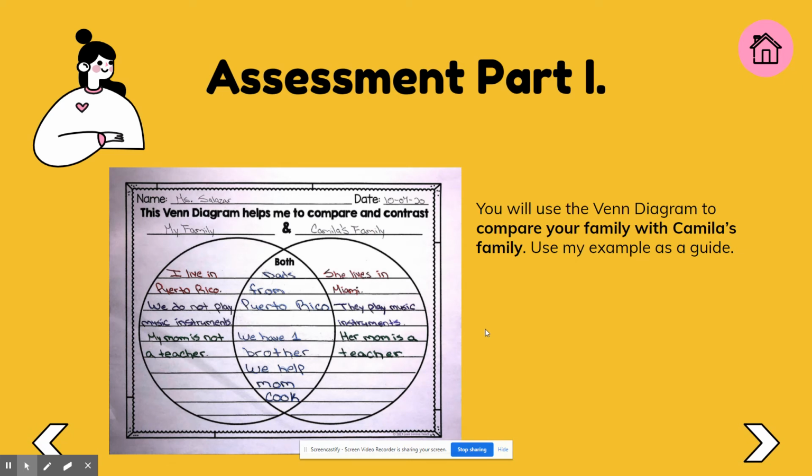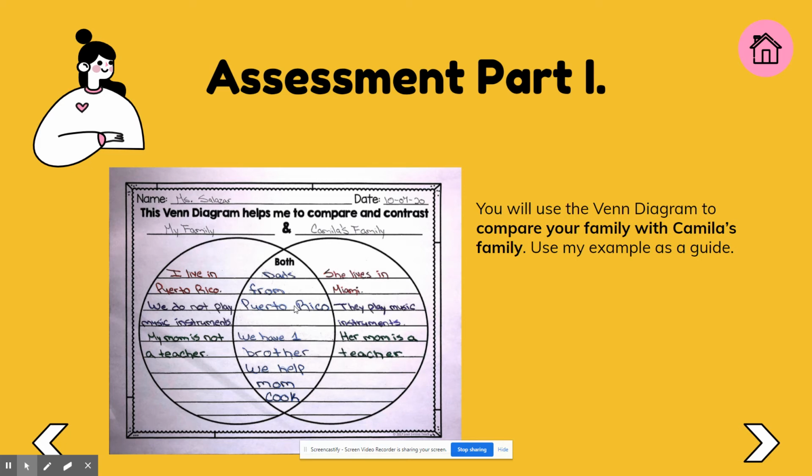Now, this is your assessment part one. You will use the Venn diagram to compare your family with Camila's family, and you can use my example as a guide. Here, I am comparing my family with Camila's family. And on the outer parts of the circle, I wrote the differences between my family and Camila's family.